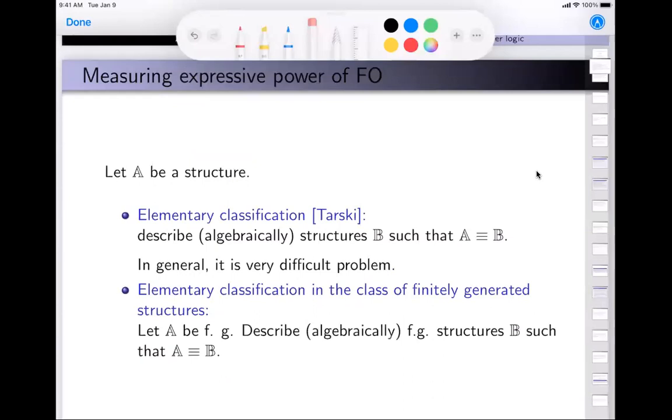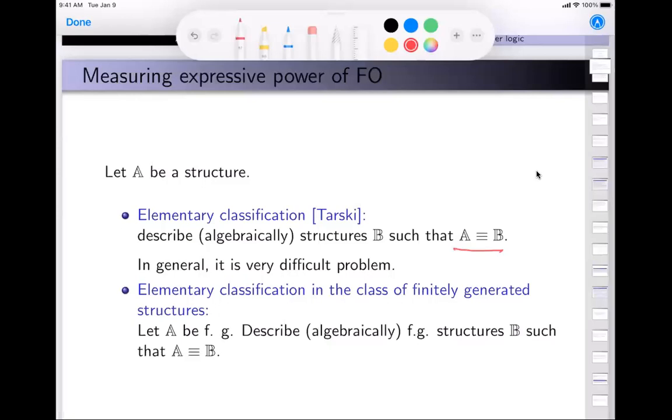For example, the classical elementary classification question by Tarski: the question is to describe in some algebraic terms structures B which are elementarily equivalent to the structure A. Hopefully, looking at the algebraic structure of B, you will see what kind of objects are describable by first order sentences in A. For example, if you take abelian groups, all Szmielew invariants are first order definable, and that's enough to classify elementarily all abelian groups elementarily equivalent to a given one. But in general, it's very difficult.